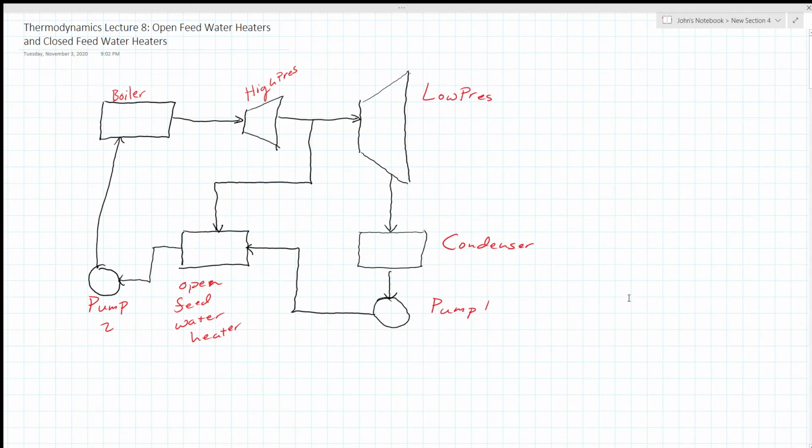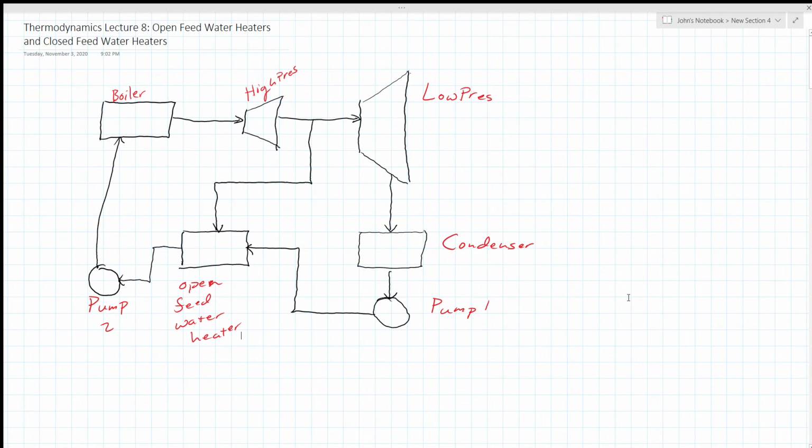Hello everyone. Today we shall be covering our 8th lecture of thermodynamics, where we shall cover open feed water heaters and closed feed water heaters. Whenever you're running a power plant or an engine, you want to reduce the amount of energy you have to put in as much as possible, and you want to recycle as much of your byproduct or your waste as possible. What you might not have thought about is that heat is actually a waste when used in these types of cycles. Two ways that people are able to recycle that heat are through open feed water heaters and closed feed water heaters.